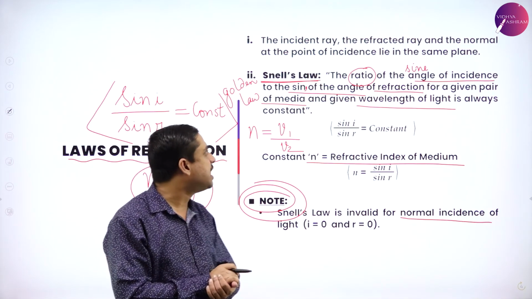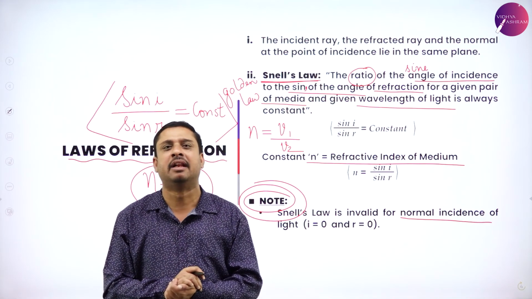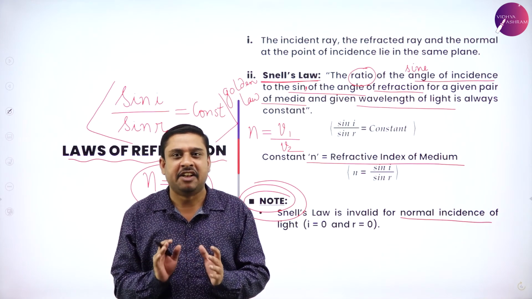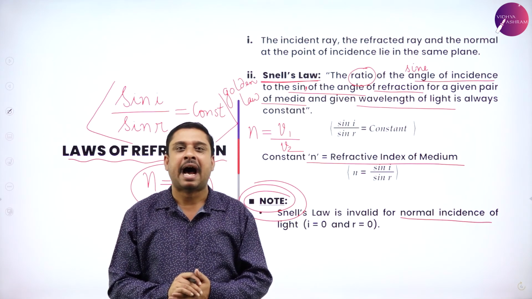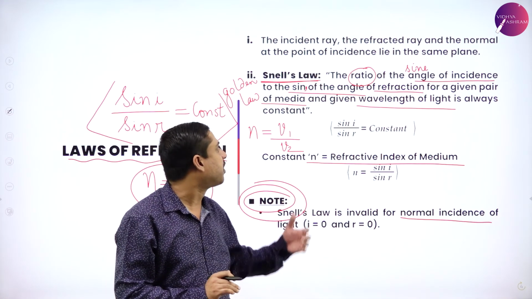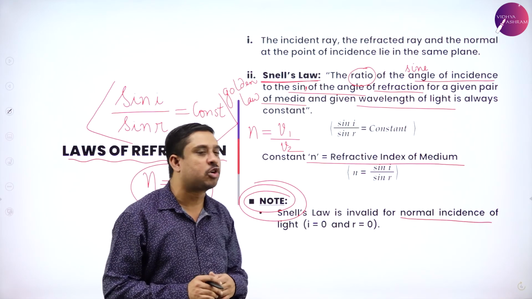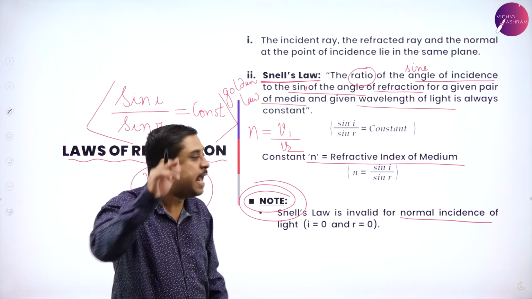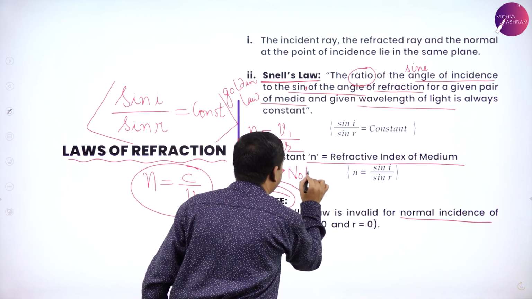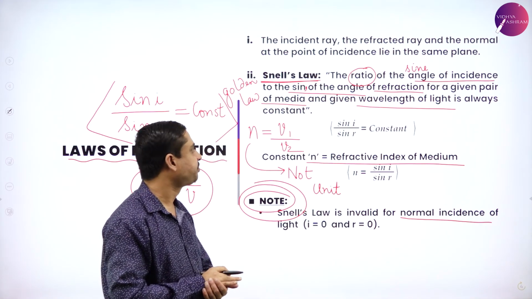So, students, in today's class, we have beautifully understood a phenomenon called refraction of light, the different phases associated with refraction, and the laws of refraction, through which I have defined a parameter called refractive index. And please understand, since this is a ratio, refractive index has no unit.